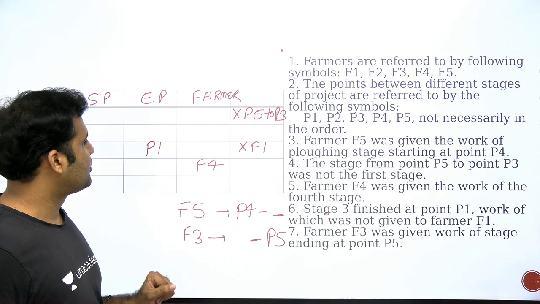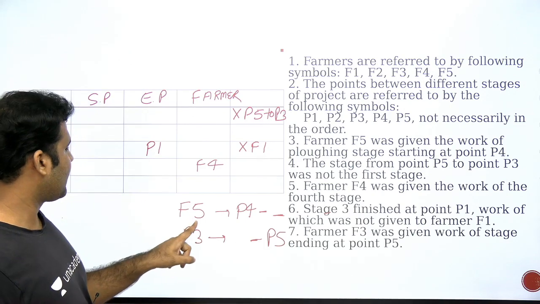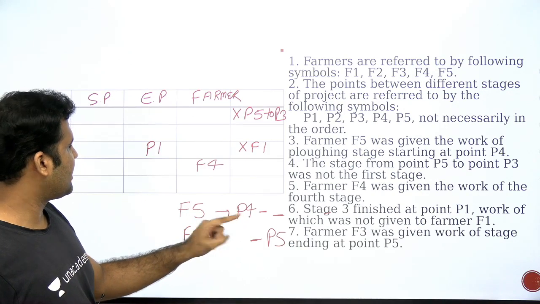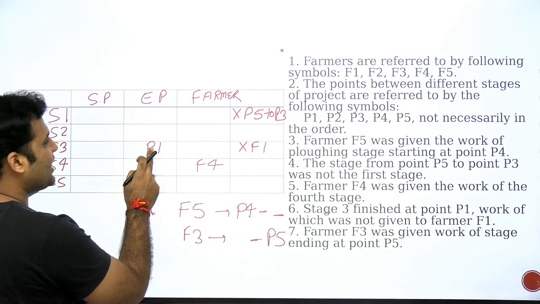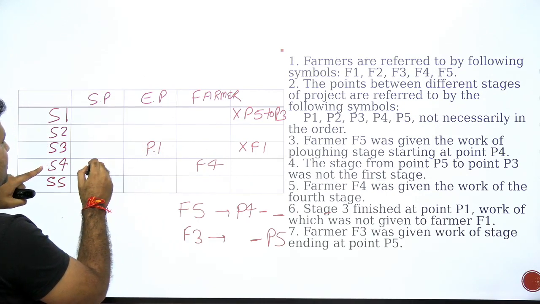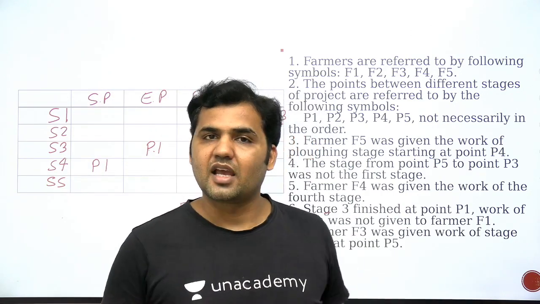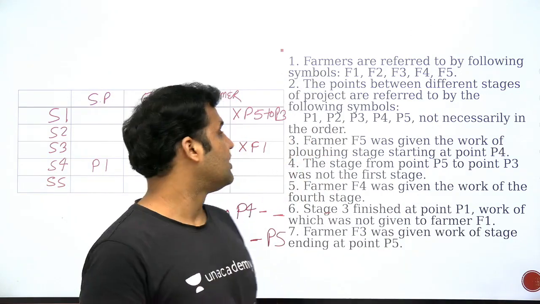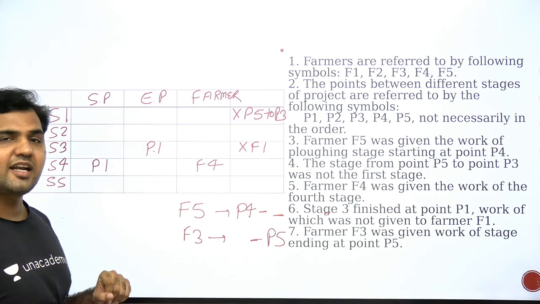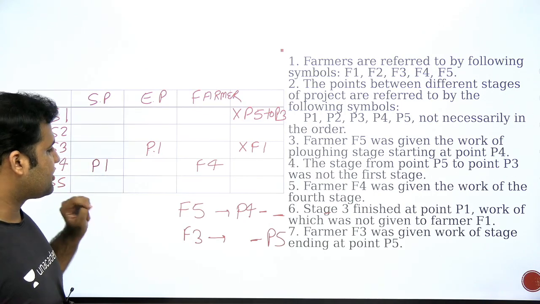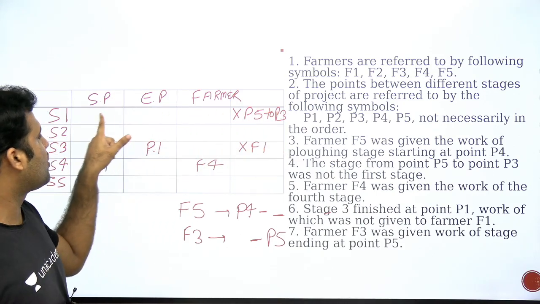All right. Now you see this, guys. P1 is the ending point here. We know that a farmer F5 was given the stage starting from point P4. Okay, now you see this, guys. If stage 3 is ending at point P1, can I say the stage 4 will definitely start from P1? Because the ending point of the previous stage has to be the starting point of the upcoming stage. So therefore, if stage 3 is ending at point P1, can I say stage 4 will start at point P1? Okay. Now, if it is starting at point P1, you see that P5 to P3 is one of the stages which is not the stage 1.